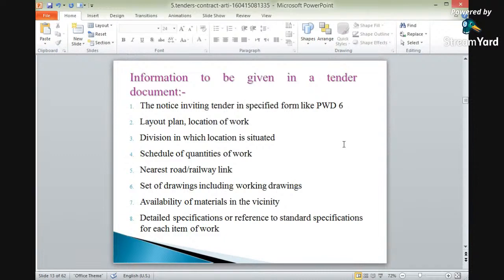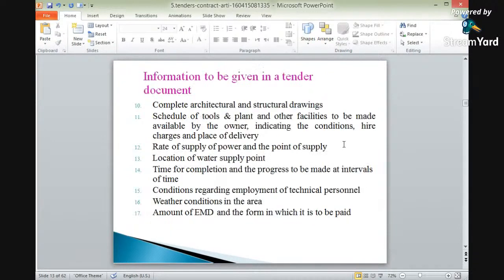Again, what should be the various tests to be done on the materials, cement, sand, and aggregates? What will be the quantities required for cement, sand, and aggregates? What will be its proportions? Any test to be performed on cement, sand, and aggregates. So all these descriptions will be covered in the specification, that is, in the detailed specifications. Again, the next point of information regarding tender documents is the complete architectural and structural drawings. Okay?